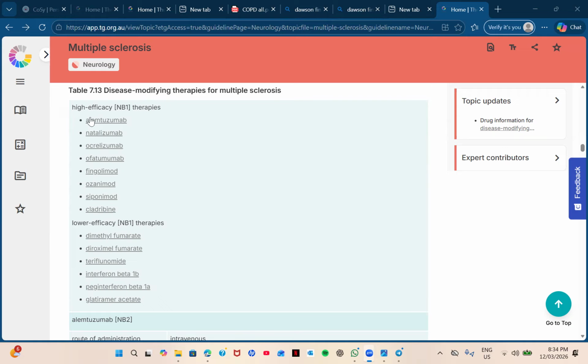But if they give these mabs and these interferons and other things in the same options, always go with high efficacy drugs, such as alemtuzumab, natalizumab, like that. Doctors, please remember. Hope you understand what I am saying.